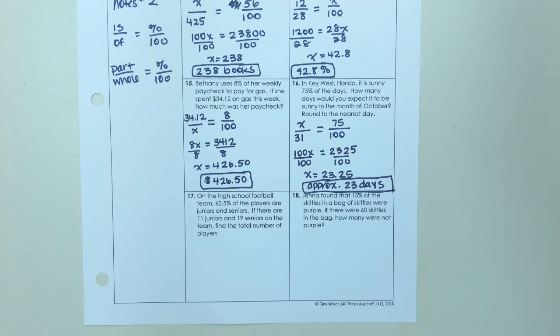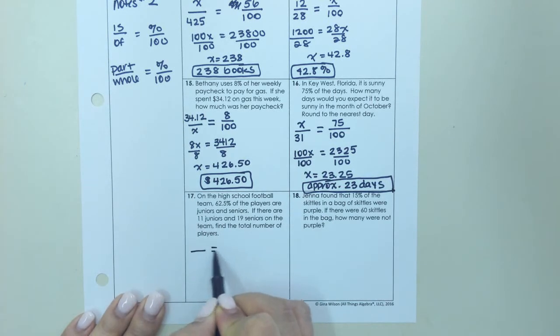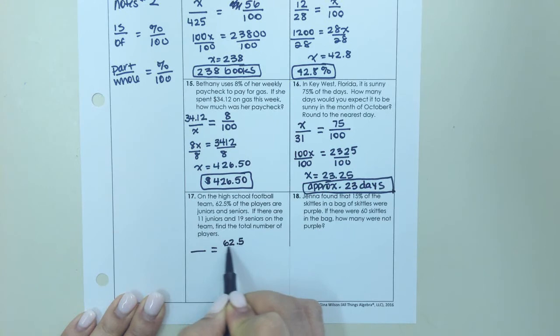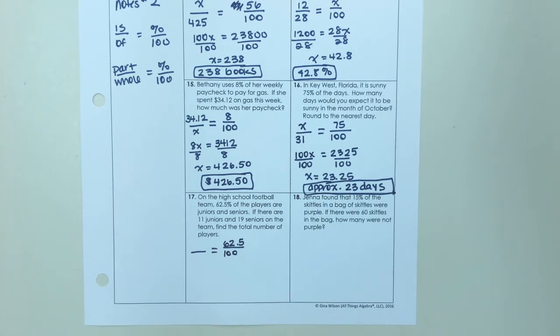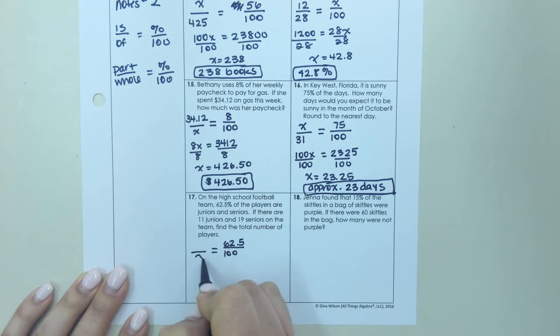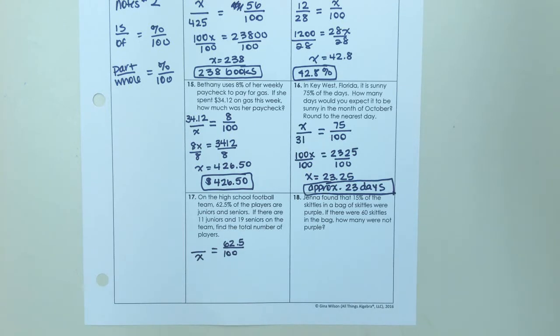Okay. So, we know that 62.5% of the players are juniors and seniors. So the percent symbol basically is a dead giveaway that you are putting 62.5 over 100. Now, there are 11 juniors and 19 seniors on the team, but the whole team is not just juniors and seniors. 62.5% of the team is. So we don't know the amount on the entire whole team. So that's why our X is going to go here. We don't know the whole. But we know that out of that whole, there are 11 juniors and 19 seniors.